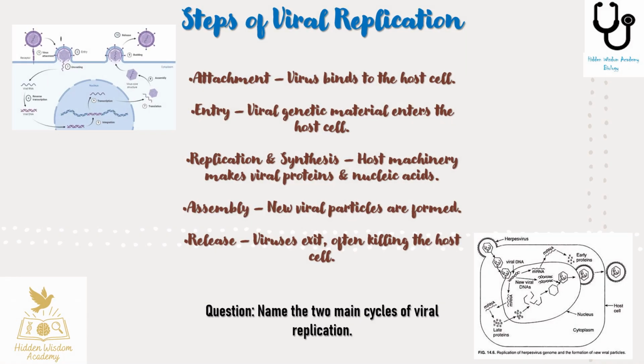Let's understand how viruses multiply or replicate. Since they cannot reproduce on their own, they follow specific steps inside the host cell. First is attachment, where the virus binds to the host cell surface. Then comes entry, where the genetic material enters. Next, in replication and synthesis, the host machinery is hijacked to make viral proteins and nucleic acids. After that, assembly occurs, where new viral particles are put together. Finally, in the release stage, the newly formed viruses exit the host cell, often destroying it in the process.